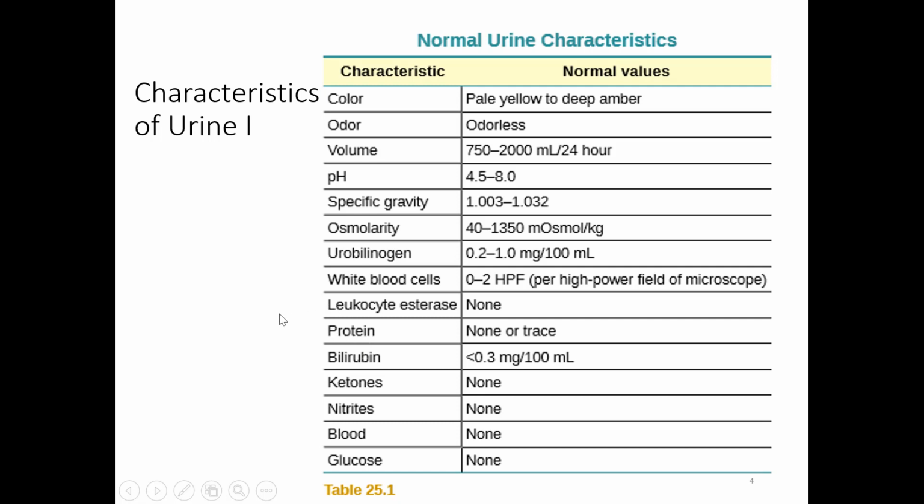Leukocytes in the urine show that there is inflammation going on somewhere. Then there should be no blood and no glucose. Glucose in urine usually indicates diabetes.